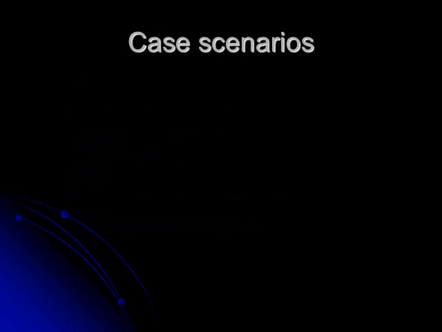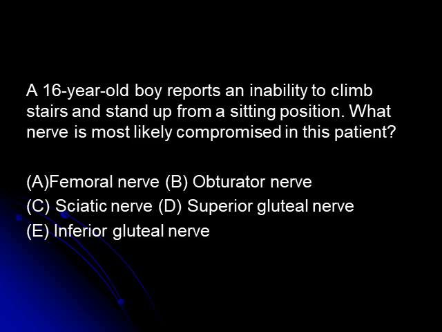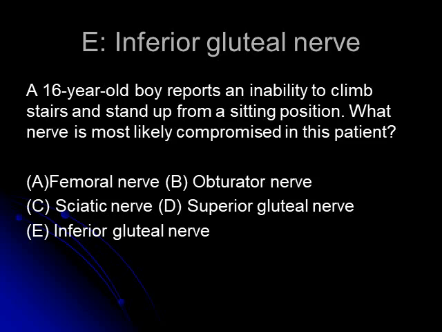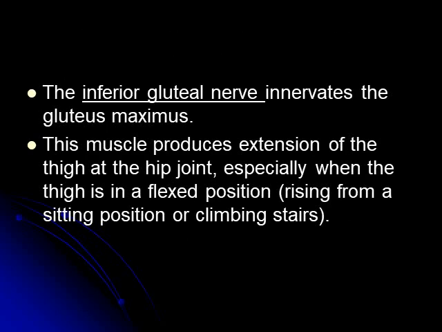Now coming to the case scenarios. A 16-year-old boy reports an inability to climb stairs and stand up from a sitting position. What nerve is most likely compromised in this patient? The answer is inferior gluteal nerve. The inferior gluteal nerve supplies the gluteus maximus muscle. This muscle produces extension of the thigh at the hip joint, especially when the thigh is in a flexed position, rising from a sitting position or climbing stairs.